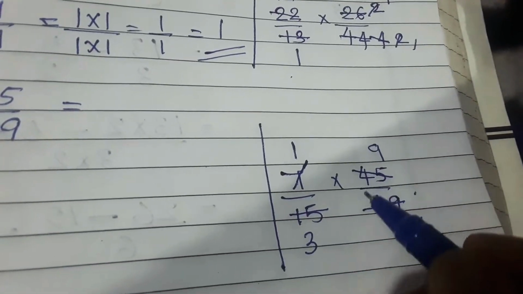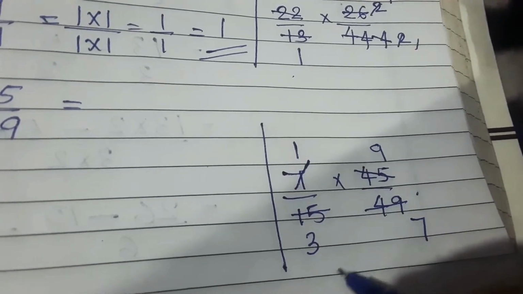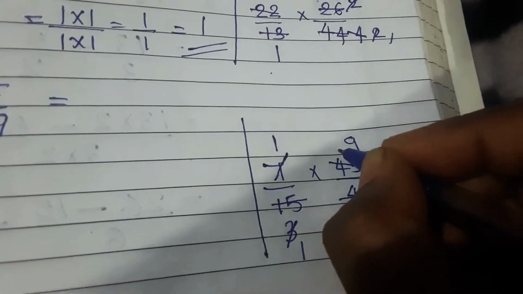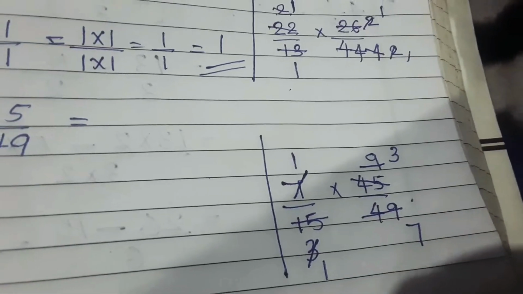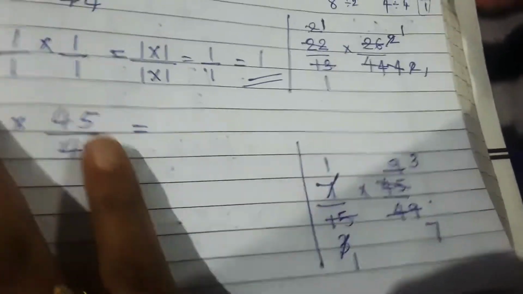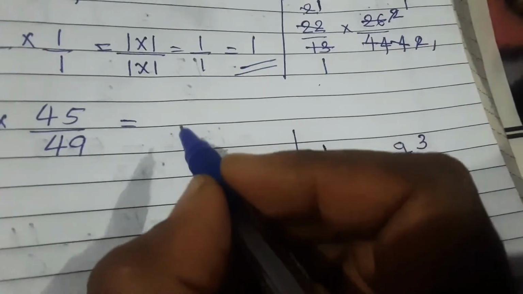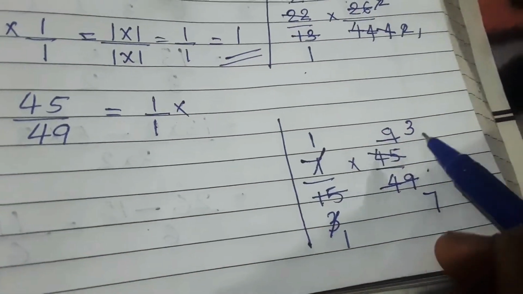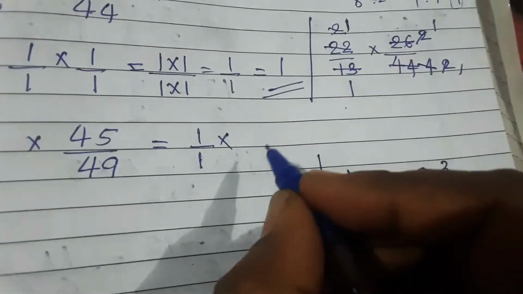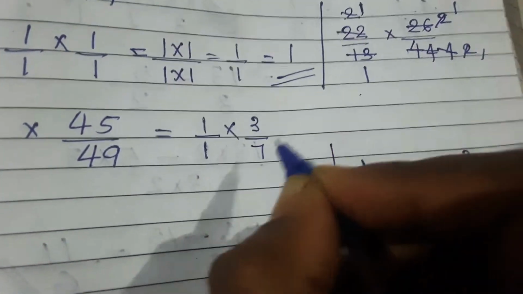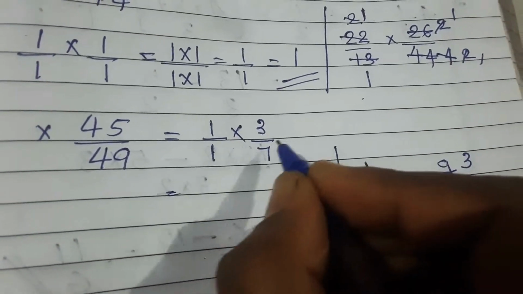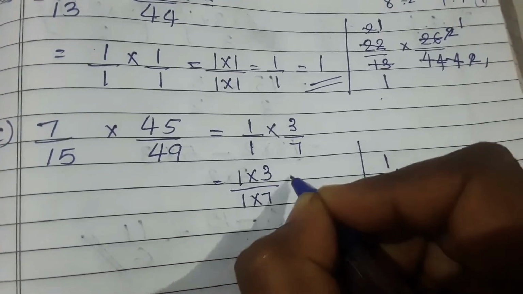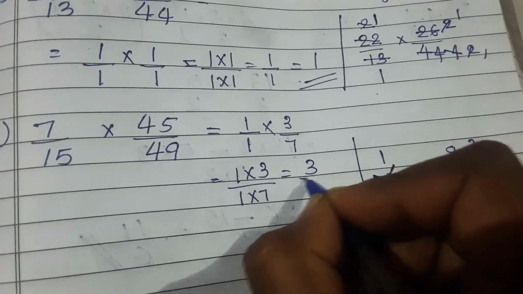Now 9 and 3, are these two numbers in 3's table? Yes, that is 1 3 is 3 and 3 3s are 9, right? Yes. So now you can write the answer 1 by 1 into 3 by 7. There is no other number to simplify, so 3 by 7 that you can write. Now you can multiply numerator with numerator and denominator with denominator. So the answer: 3 into 1 is 3 and 7 into 1 is 7.